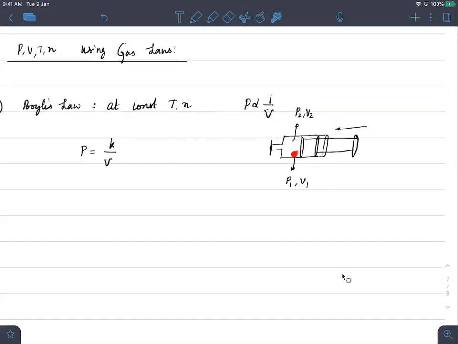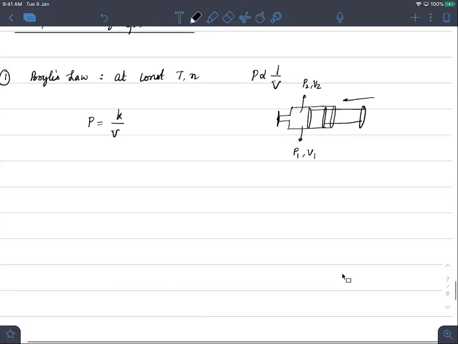As the volume decreases, you can experience more pressure acting on your thumb. Which means pressure has increased. So volume decreases, pressure increases. That's how it is related. Or I can say P1 V1 is equal to P2 V2.